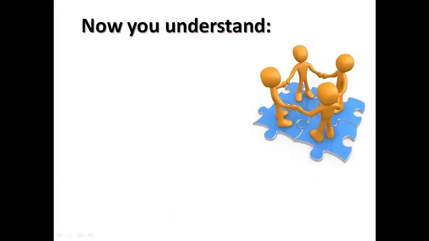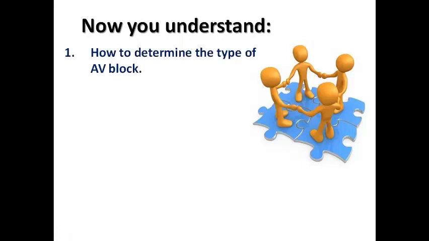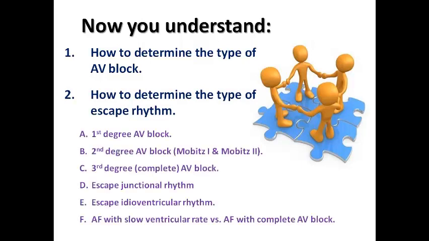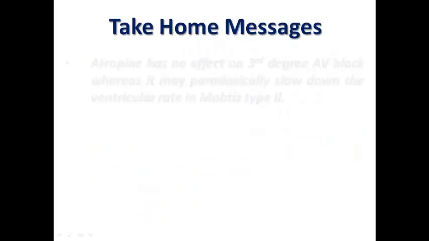So at the end of our lecture, we can summarize what we understood today from this interesting lecture. We understood how to determine the type of AV block, as we understood the 3 degrees of AV block. We learned today how to determine the type of escape rhythm. We learned today first degree AV block, second degree AV block with both its types, Mobitz type 1 and Mobitz type 2, third degree AV block, escape junctional rhythm and escape idioventricular rhythm, and we understood today the difference between these two escape rhythms and when do they operate, and we understood of course AF with slow ventricular rate versus AF with complete AV block.